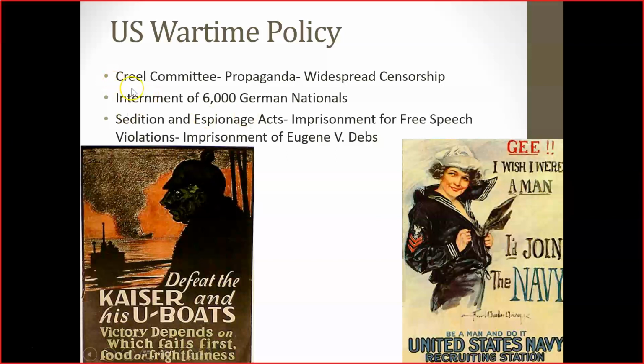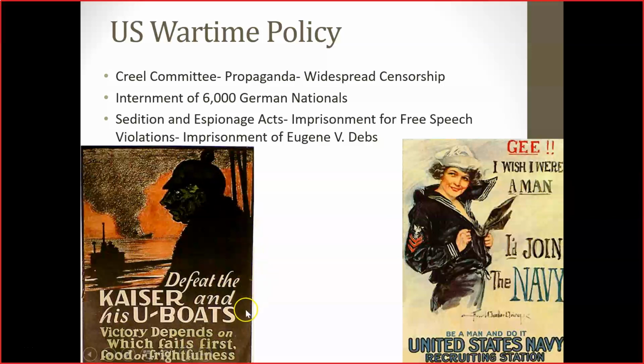named George Creel. And George Creel was the head of the Creel Committee, which was designed as a propaganda wing to promote support for the U.S. wartime policy. They censored publications that were critical of the war, and they promoted information that supported the U.S. war effort. And here you see a couple of examples of this type of propaganda.